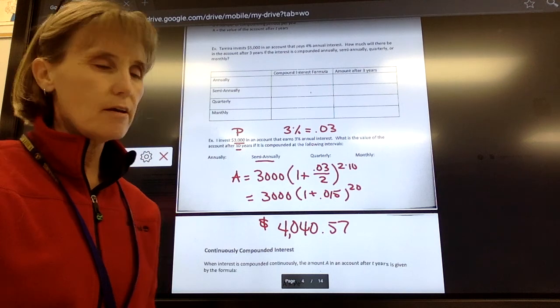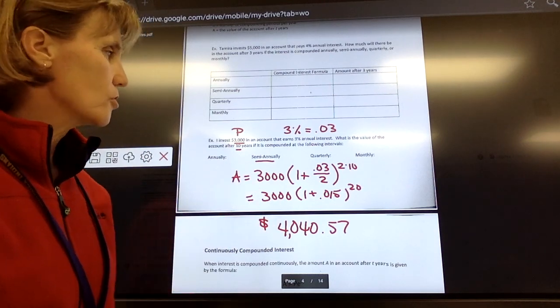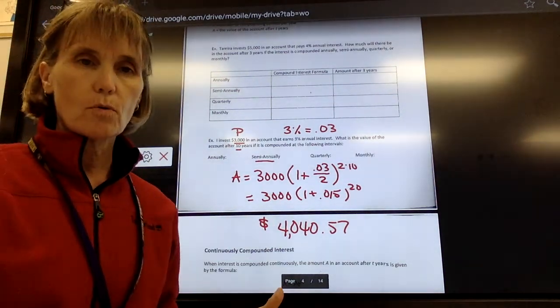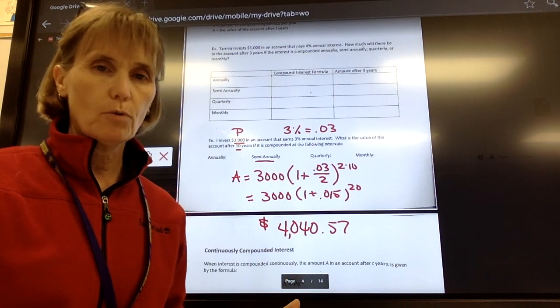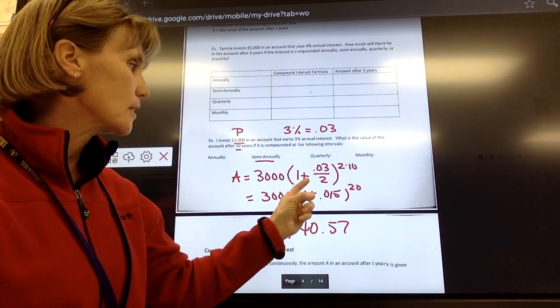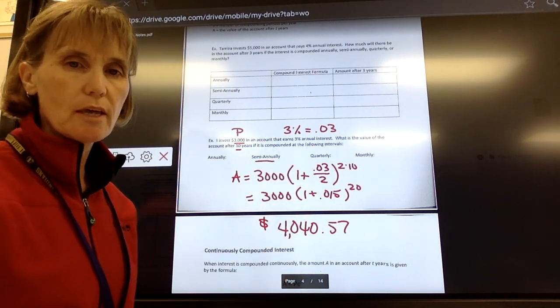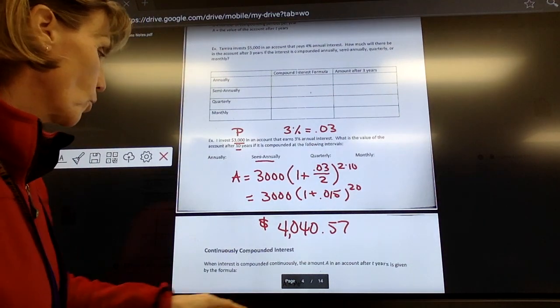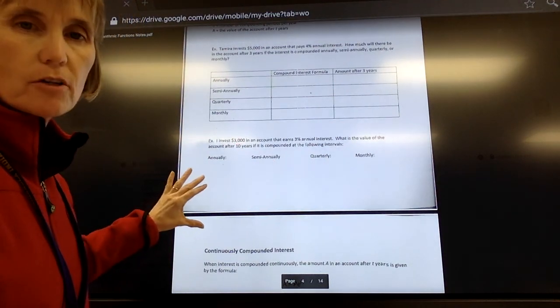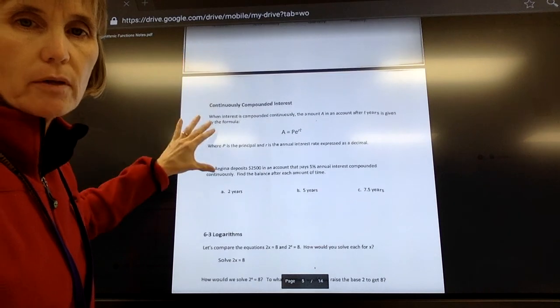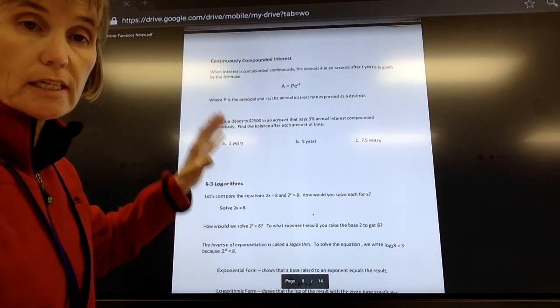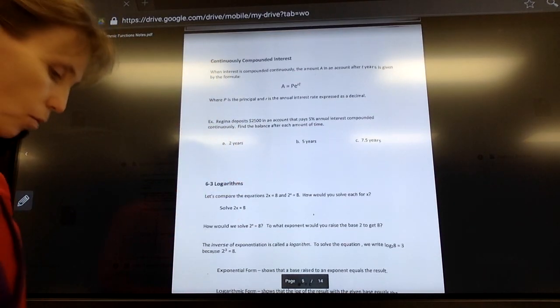$4,040.57. If you're having trouble getting those values, email me or get a hold of me. It might be in your process. Make sure you follow PEMDAS with this. Make sure you're using the right formula. Now that's compound interest when it's compounded either annually, semi-annually, quarterly, or monthly.